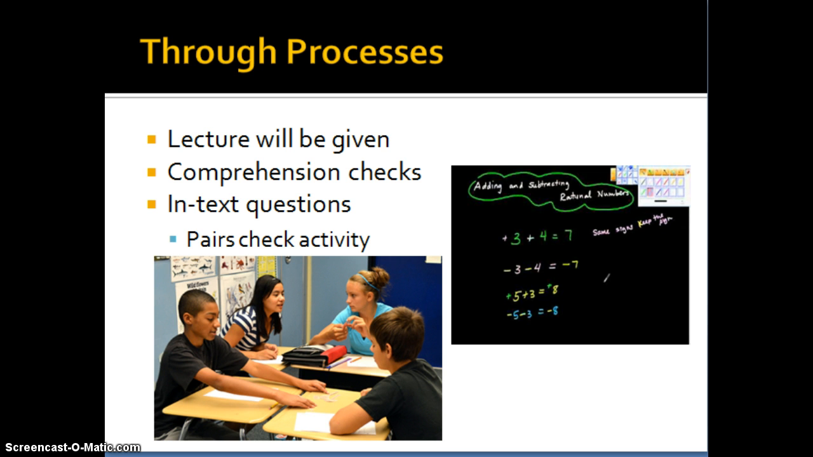I will also make use of in-text questions to check comprehension and combine this activity with the pairs check activity, which basically has students confer with each other on their answers after they complete their practice problems. By combining the pairs check activity with the in-text questions, my students will have an extra opportunity to interact with one another. This will help them to practice their language skills and help teach one another during the lesson.